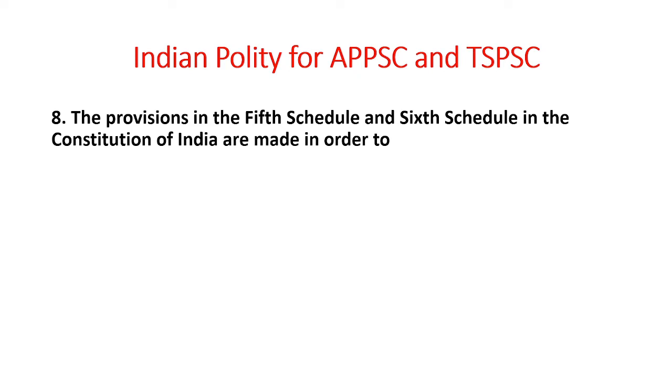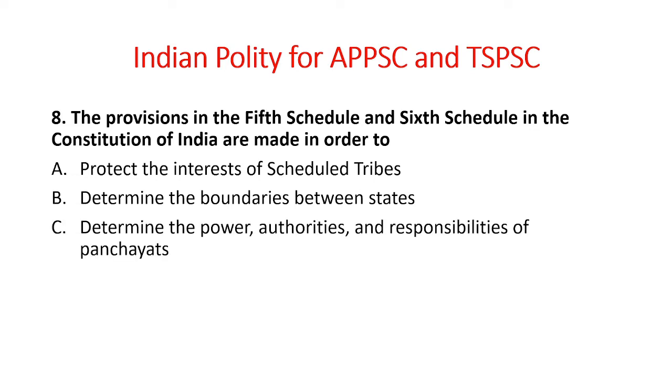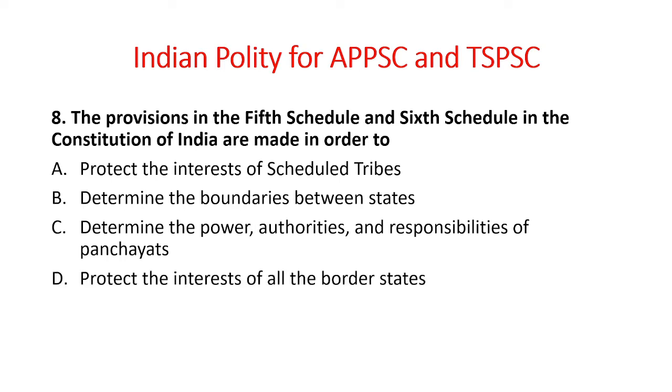Next, the provisions in the 5th schedule and 6th schedule in the Constitution of India are made in order to: options are protect the interests of scheduled tribes, determine the boundaries between states, determine the power, authorities, and responsibilities of the panchayats, protect the interest of all the border states. So the provisions in the 5th schedule and 6th schedule, okay, are made in order to protect the interest of scheduled tribes. Okay, if there is a question, scheduled tribes are included in which of the schedule? Okay, so you can say 5th and 6th schedule.